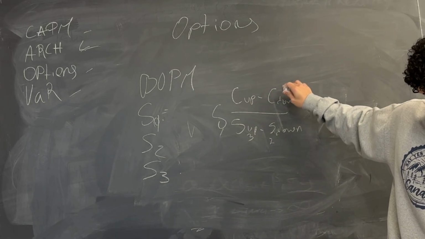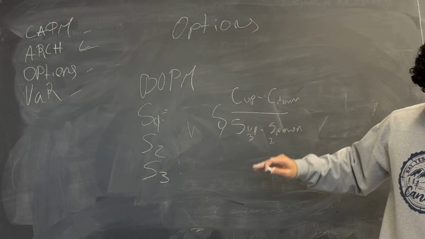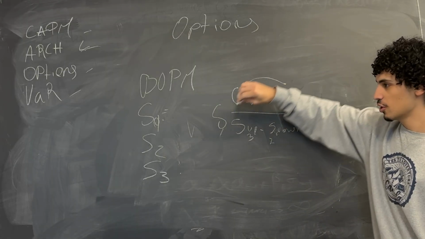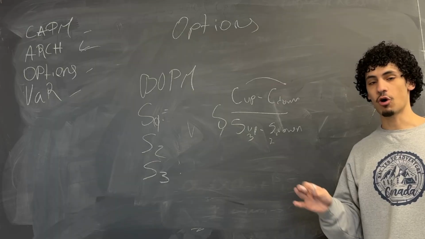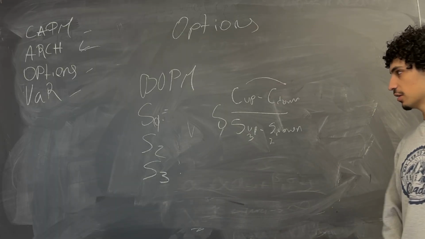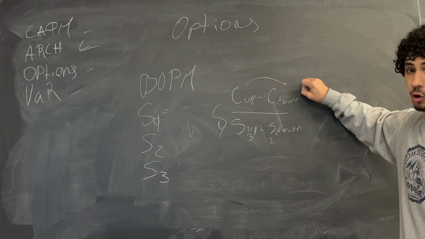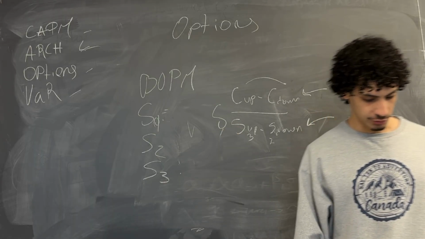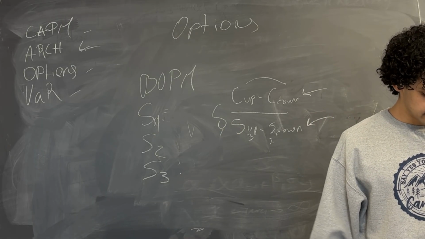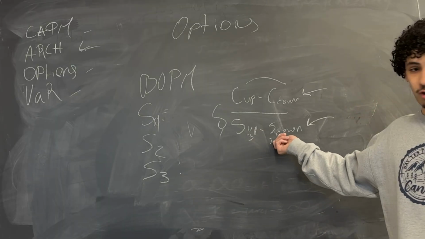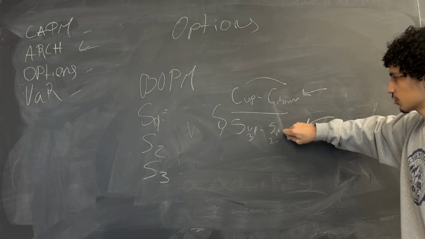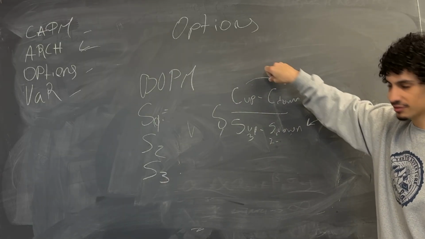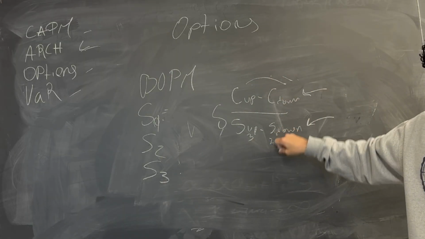The C up and C down, that's the swing in the payoff of the option, and here is the swing in the payoff of the stock price. This is the option price, this is the stock price. This is the difference in the payoff of the option price, and this is the difference in the payoff of the stock price.